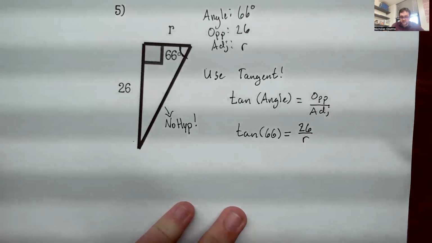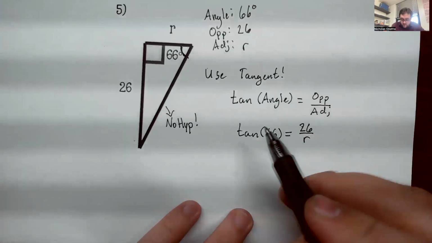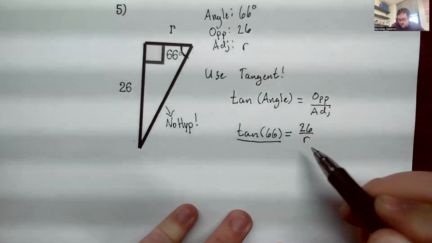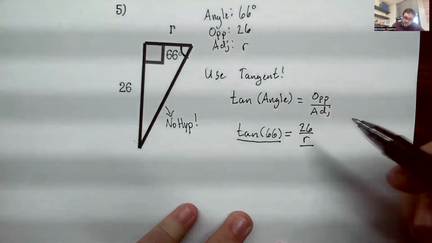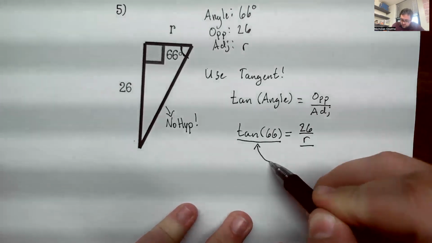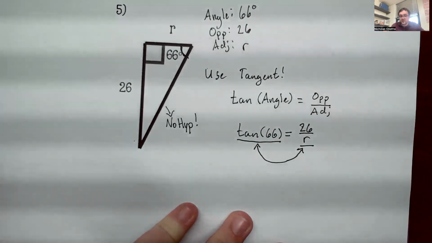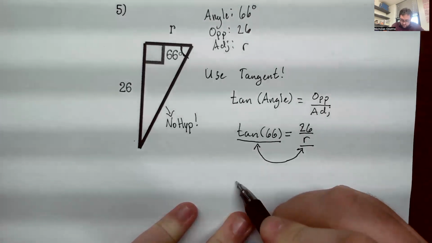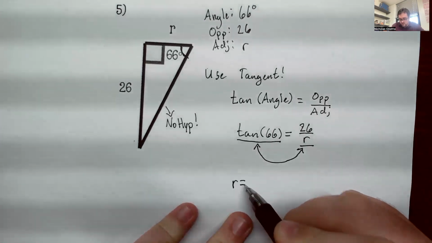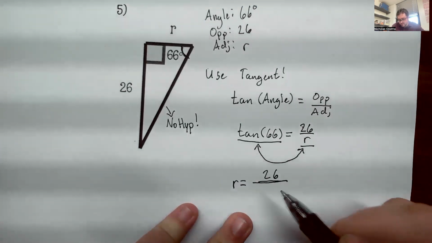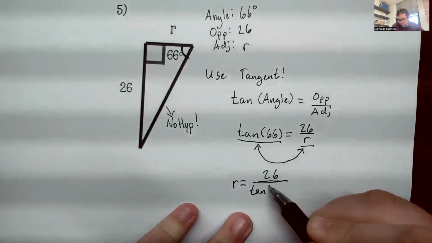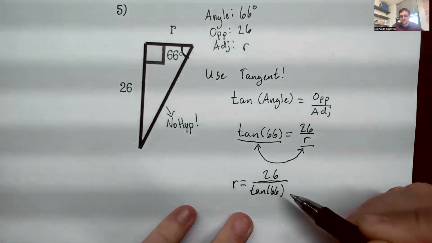Now that we're in this position, let's go ahead and solve our problem. Our letter is in the bottom, so we can employ the same trick we did in the last example. We can switch our chunks around. When we do that, we get R equals 26 divided by tangent 66.